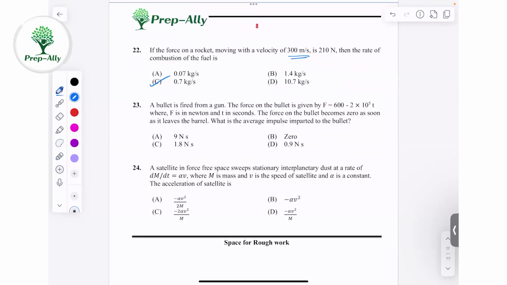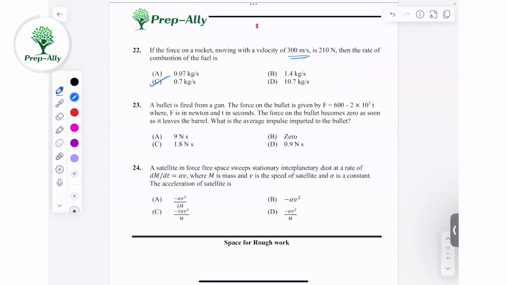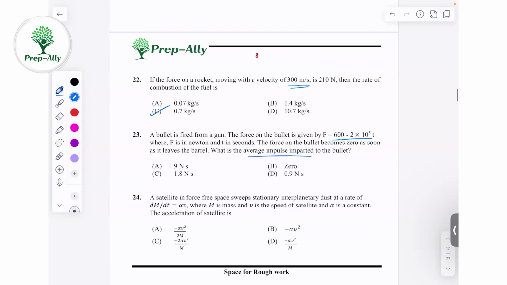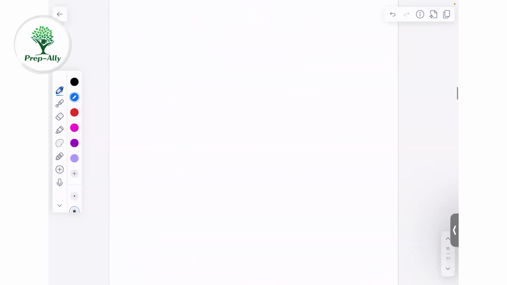Question number 23. A bullet is fired from a gun. The force on the bullet is given by this function F, where F is in Newton, time in seconds. Force on the bullet becomes 0 as soon as it leaves the barrel. So, which means in a very, very small amount of time, the force becomes 0. So, what is the average impulse imparted to the bullet? Question 23. The force function is 600 minus 2 into 10 power 5 time into time.